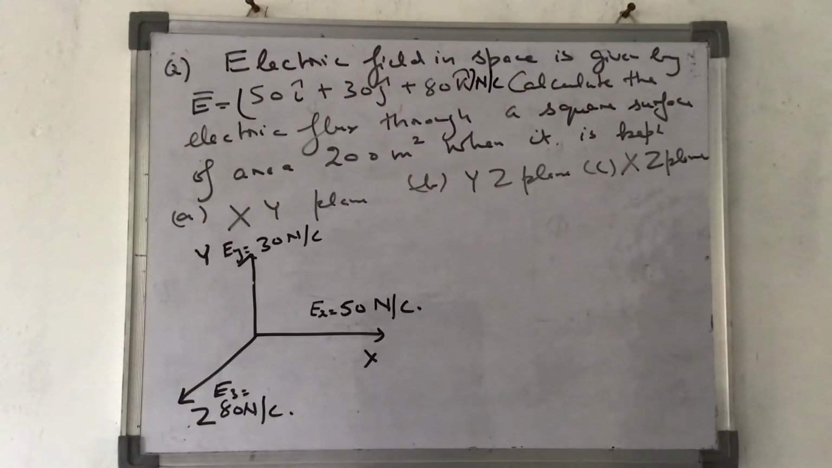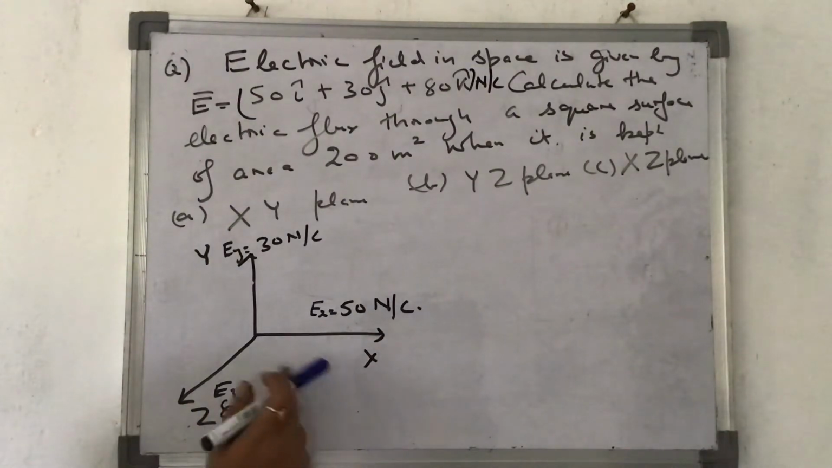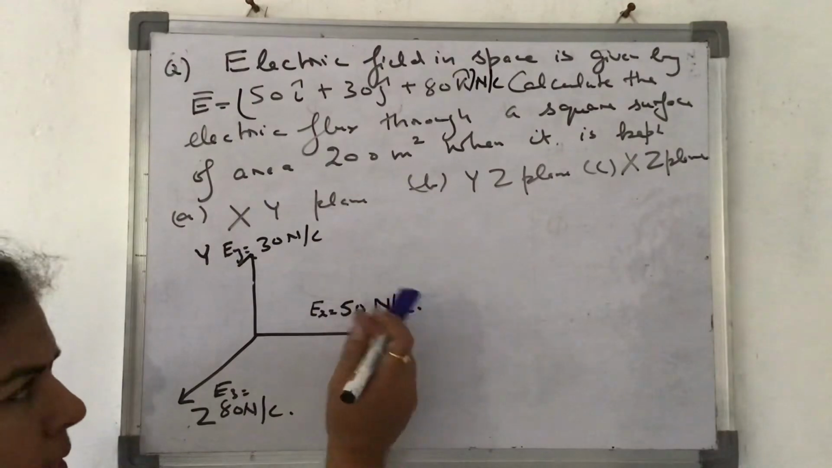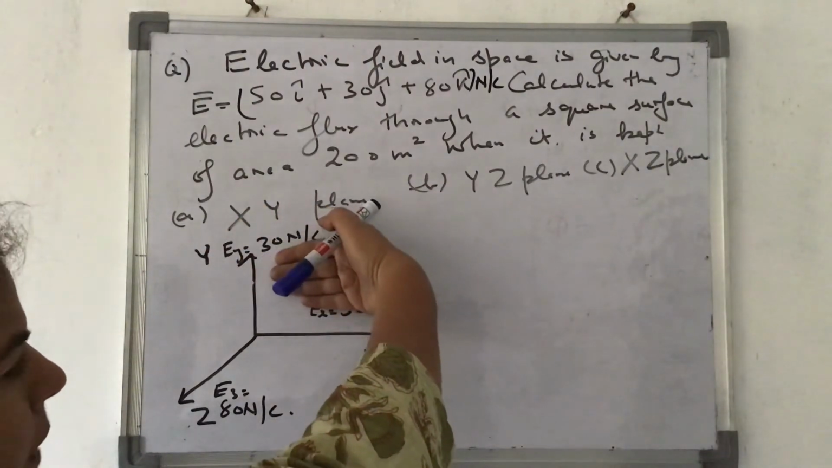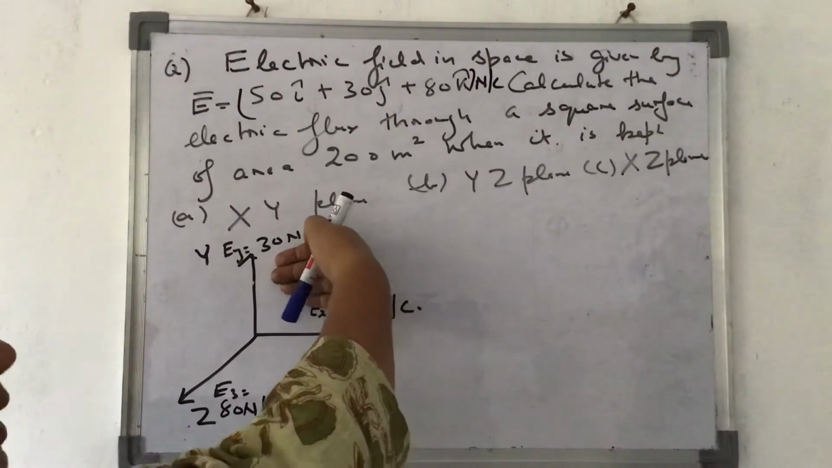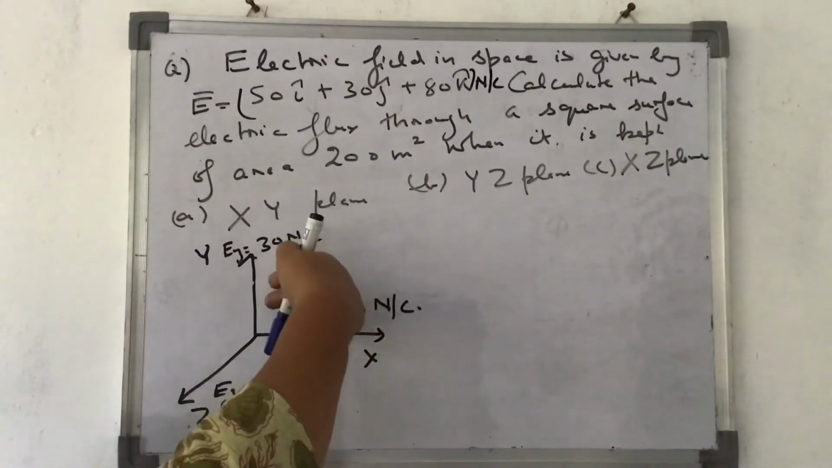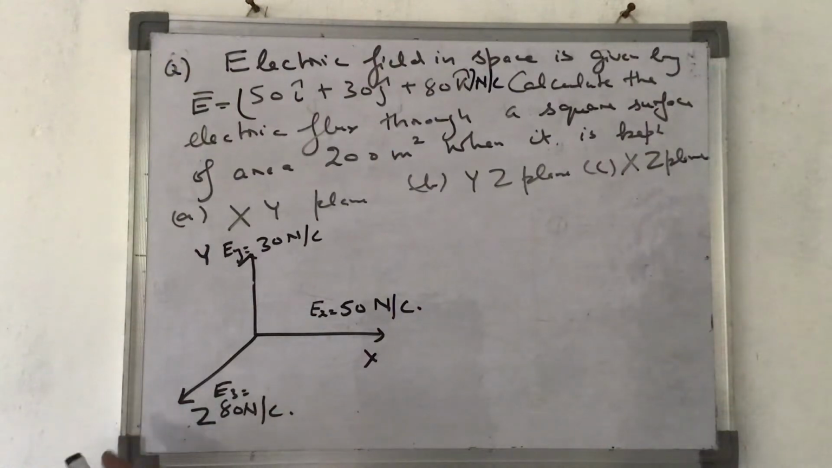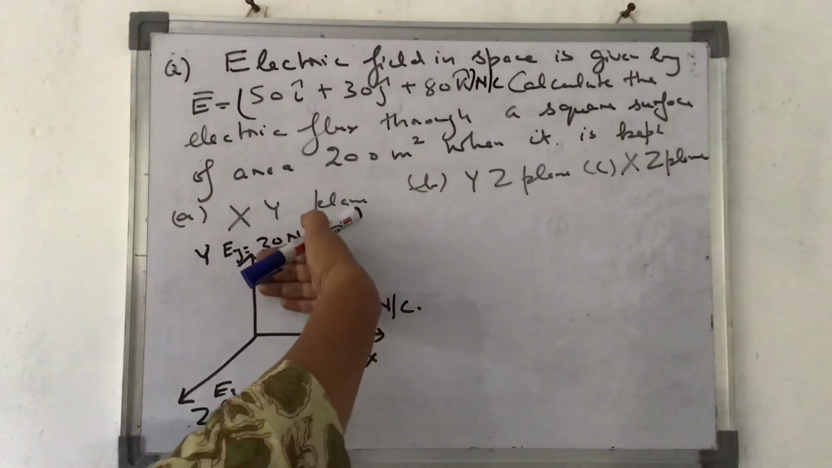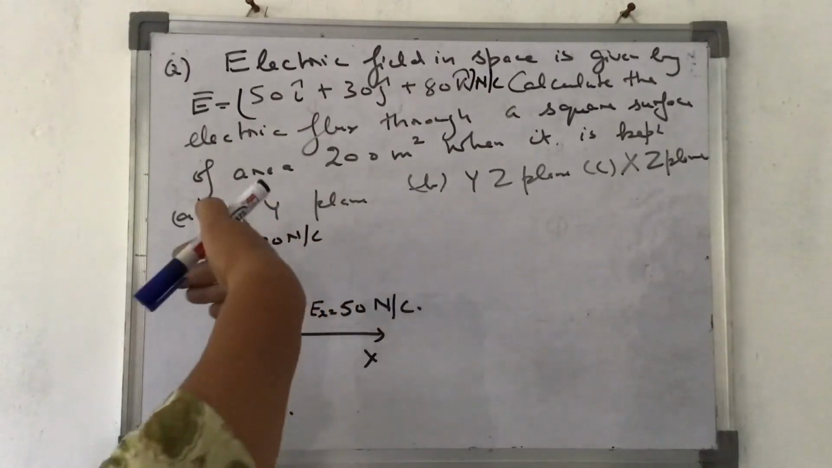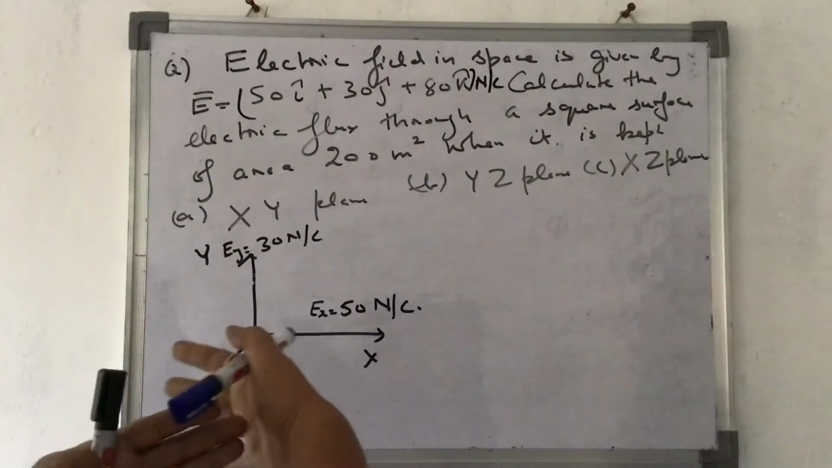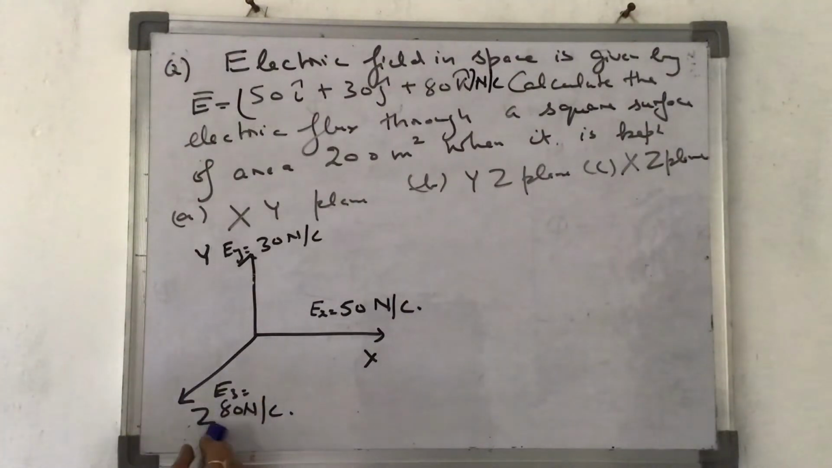Calculate the electric flux through a square surface of area 200 meter square when it is kept in XY plane. XY plane means you are keeping it like this. If I am keeping it in XY plane, the case where electric field and the area are normal to each other, it becomes the Z component. If I am keeping the area like this, then the component of the electric field which will pass through it making an angle of exactly 90 degree with it will be the Ez component.